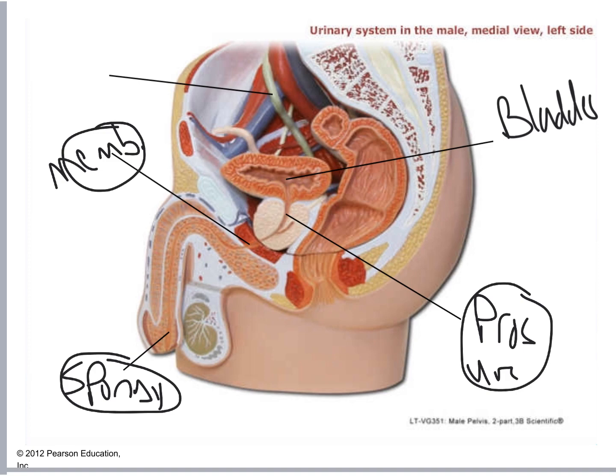The last line is pointing to the tube that goes from the kidney to the bladder, so that is pointing to the ureter.